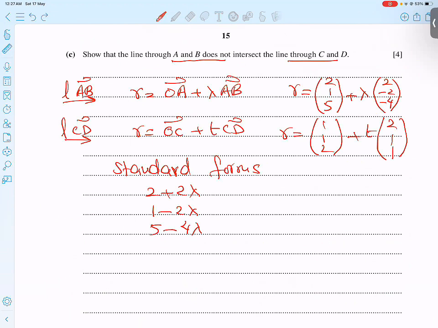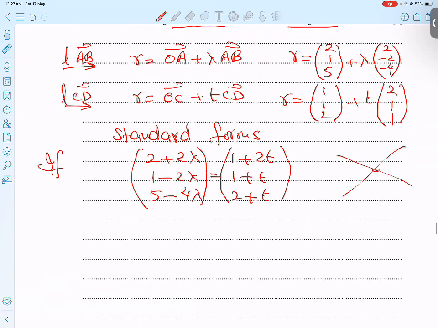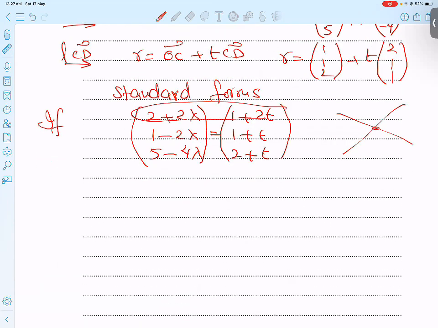Same way I can make the second: 1 plus 2t, 1 plus t, and 2 plus t. And I put them equal to each other. Why do I put them equal to each other? Because I assume if they intersect, their position vectors are equal to each other. So I get 3 equations: equation 1, equation 2, equation number 3.